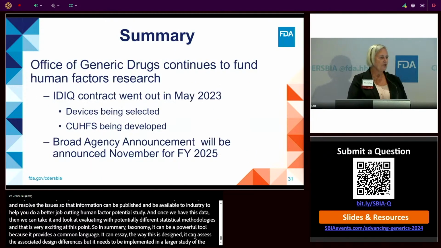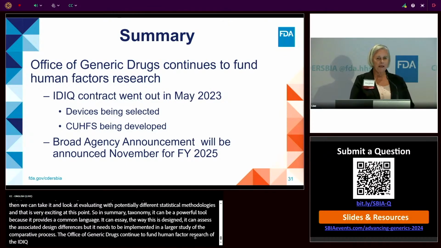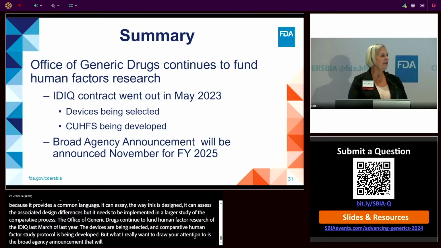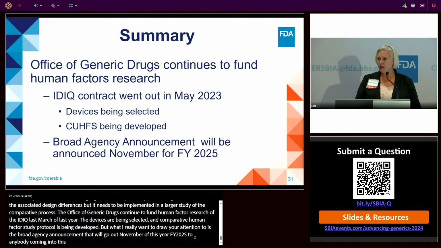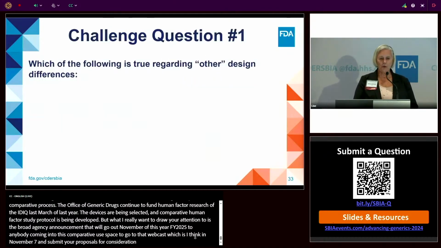The Office of Generic Drugs continues to fund human factors research. The IDIQ went out in March of last year. The devices are being selected, and the comparative use human factors study protocol is being developed. But what I really want to draw your attention to is the broad agency announcement that will go out in November of this year for FY 2025, to encourage anybody who might be interested in coming into this comparative use space to go to that webcast, which is, I think, November 7th, and certainly submit your proposals for consideration. And with that, we'll go on to the challenge question.